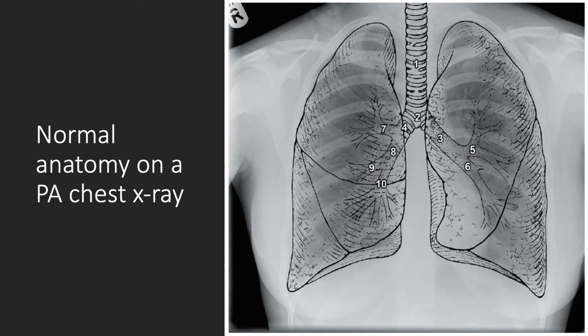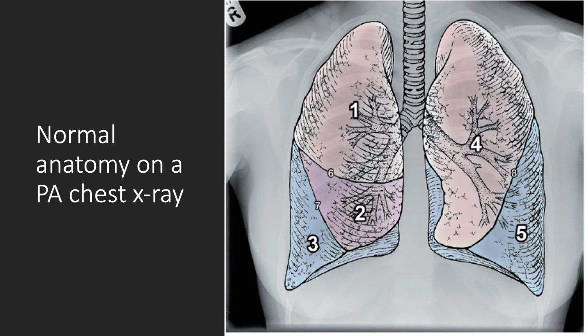Imagine how the lungs would look like inside the chest. Number 1 is the trachea. Number 2 is the carina. 3 is the left main stem bronchus, which separates into 5 and 6, which are the left upper lobe bronchus and the left lower lobe bronchus, respectively. Number 4 is the right main stem bronchus, which separates into 7 and 8, which are the right upper lobe bronchus and the intermediate bronchus, which separates into 9 and 10, the middle lobe bronchus and the right lower lobe bronchus.